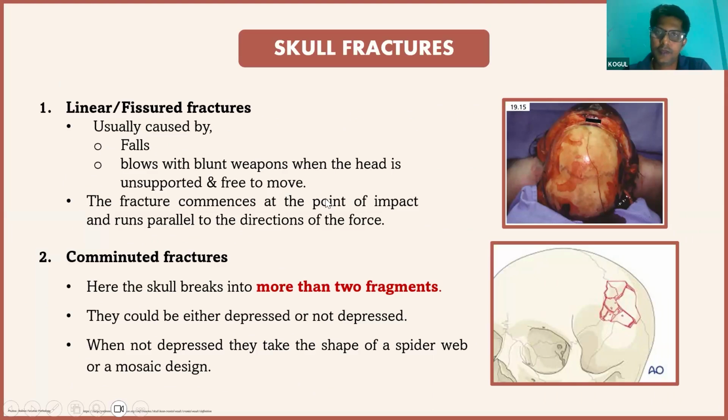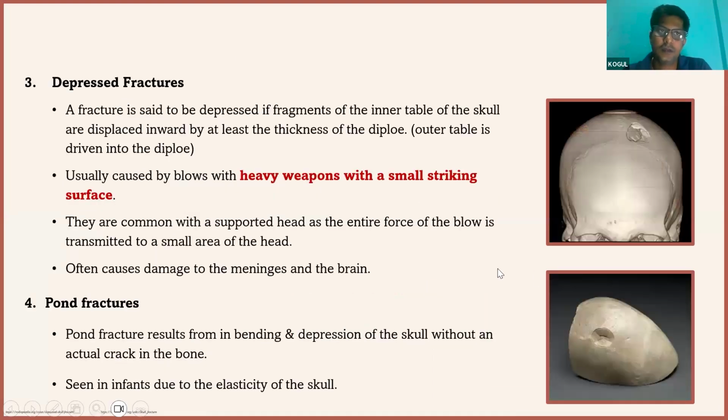What will happen? The comminuted fracture is usually from a hit on a broader surface, which is why it is not depressed. In a depressed fracture, you usually get struck with a heavy weapon on a small striking area, usually a hammer or heavy object. When you hit over the bone, you get this type of depressed fracture. By definition, the full thickness of the outer table should be driven into the diploe layer. Only then do we call it a depressed fracture.